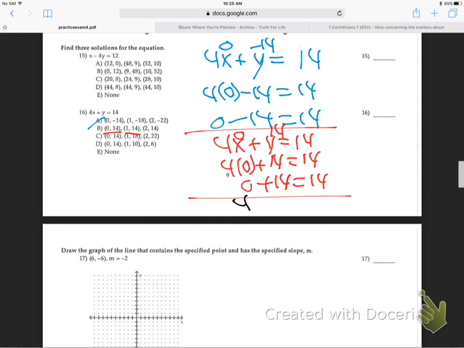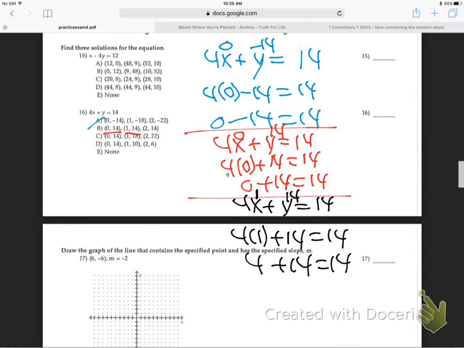Because when you go into 4x plus y is 14, you put in 1 for x and 14 for y. 4 times 1 plus 14 is 14. 4 plus 14 is 14. No. B is out. This is where this gets tedious, huh? We're like plugging in everything in the world. One of them even worked for a minute on B.